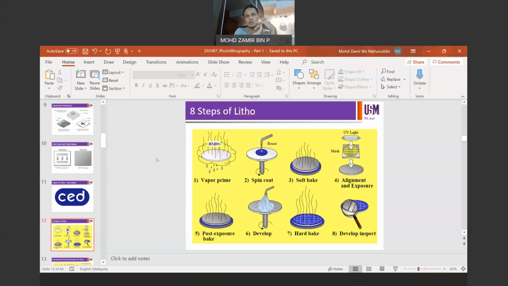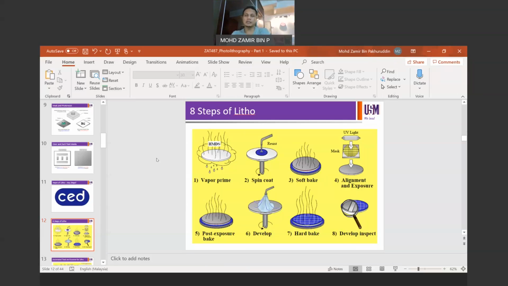The role of this process is to improve adhesion of the photoresist, which will be spin coated in the next few steps. So HMDS is actually like a glue layer, if you like. It's just like a glue layer in order to bind the photoresist on your oxide or on your silicon more properly, right? So in order to do this priming process, we use HMDS as the precursor material.